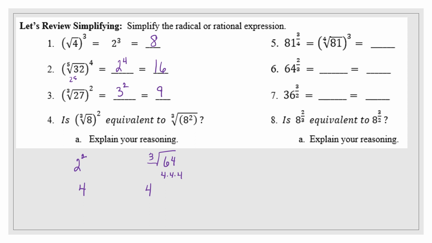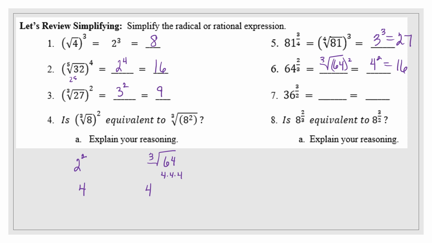Our next examples are in rational exponent form, and we can put them back into radical to help us simplify. So 81 to the 3/4 would be the fourth root of 81 and then cube it. The fourth root of 81 is 3, and 3 to the 3rd simplifies to give me 27. 64 to the 2/3 means the cubed root of 64 and then squared. The cubed root of 64 is 4, and 4 squared is 16.